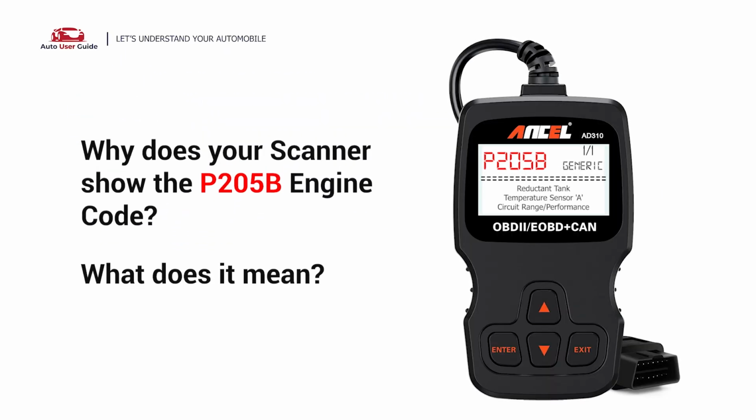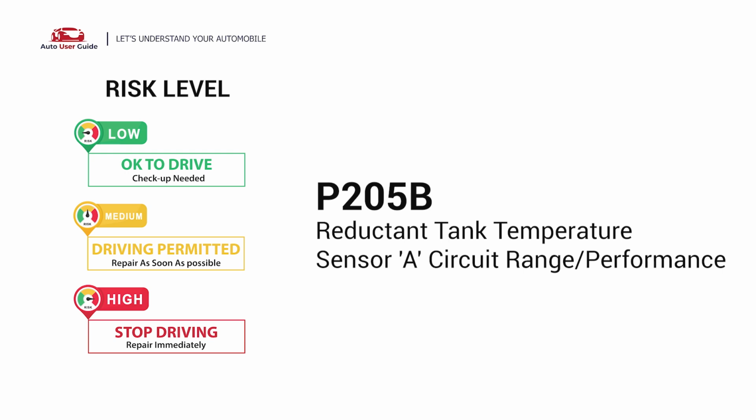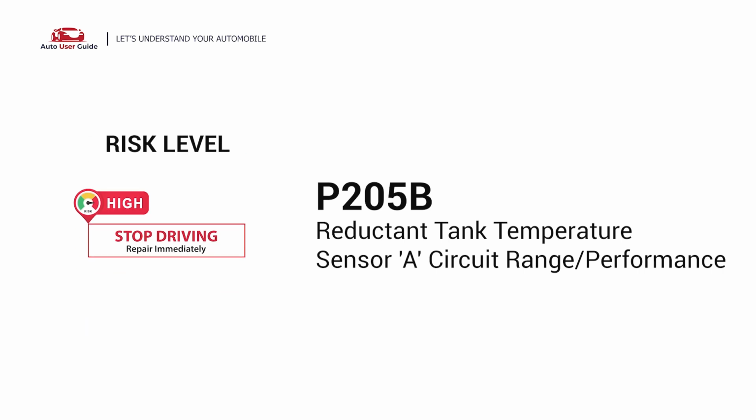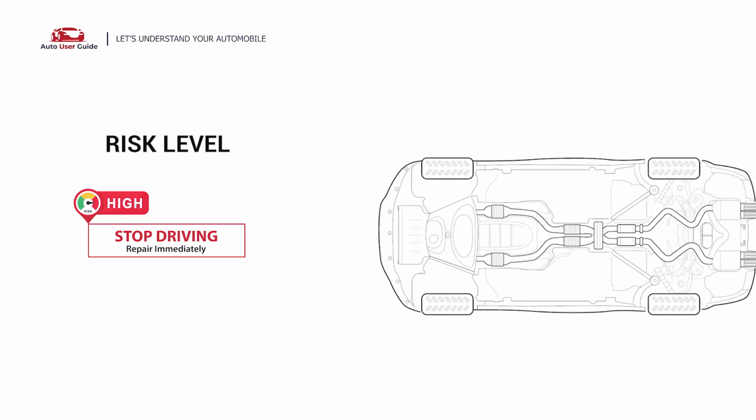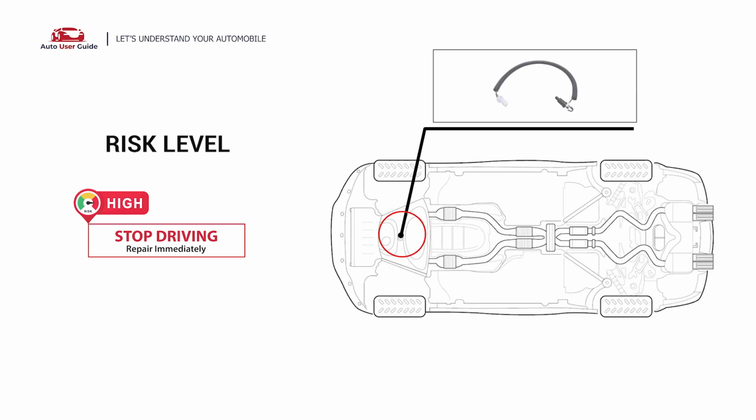Why does your scanner show the P205B engine code? What does it mean? P205B is a diagnostic trouble code for reductant tank temperature sensor A, circuit range or performance. It indicates that the PCM has detected an abnormal degree of voltage in the reductant tank temperature sensor circuit. Under this circumstance, stop driving and repair your vehicle immediately.